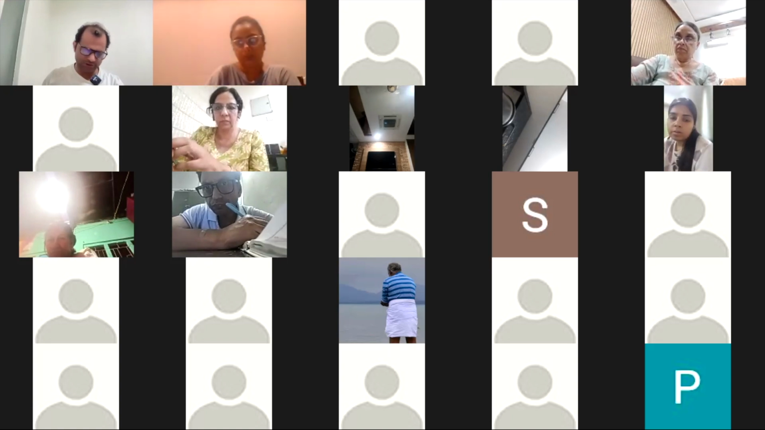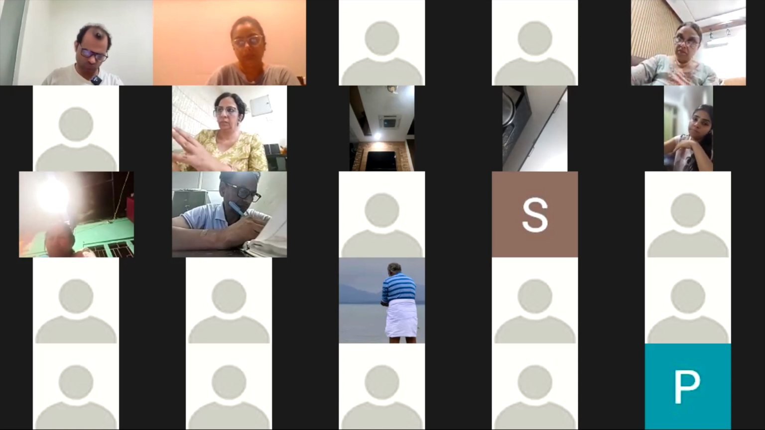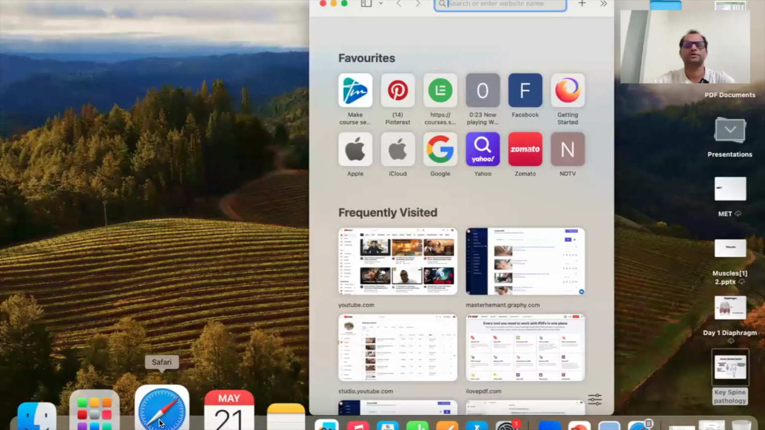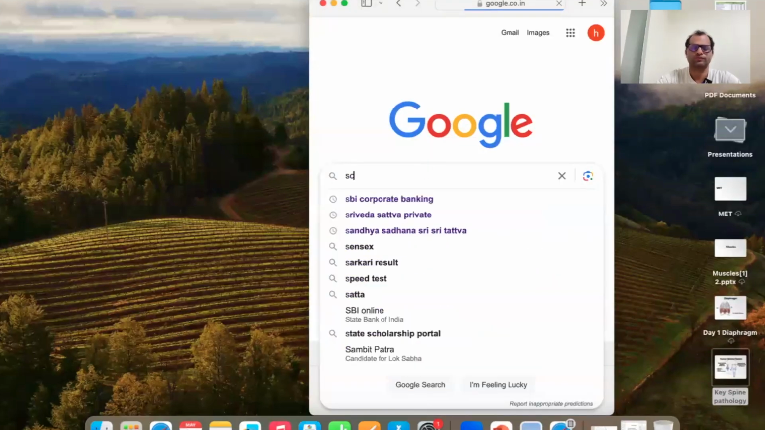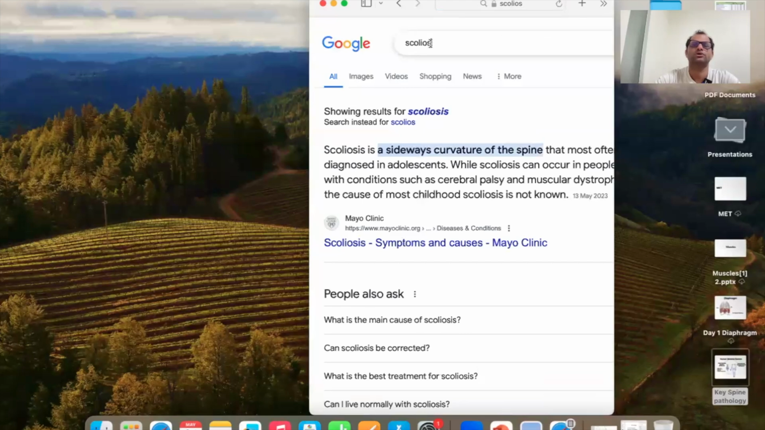Scoliosis क्या होती है? आपने कई लोगों को देखा होगा ना ऐसे टेढ़े होके चलते हैं. Have you seen many persons? Like if you put in the Google, you will find many images. Scoliosis. There are many types of the scoliosis.